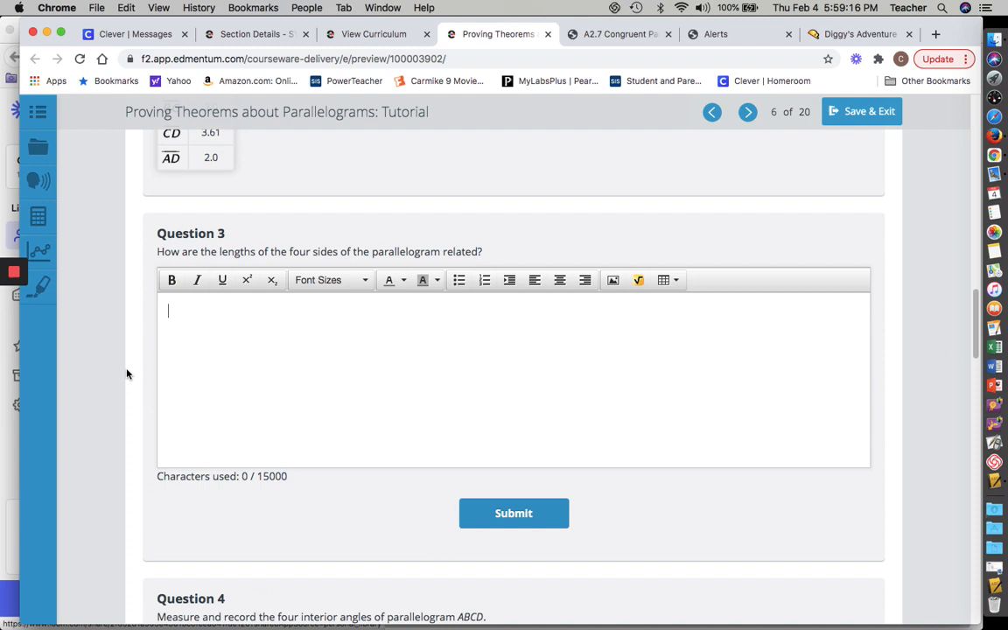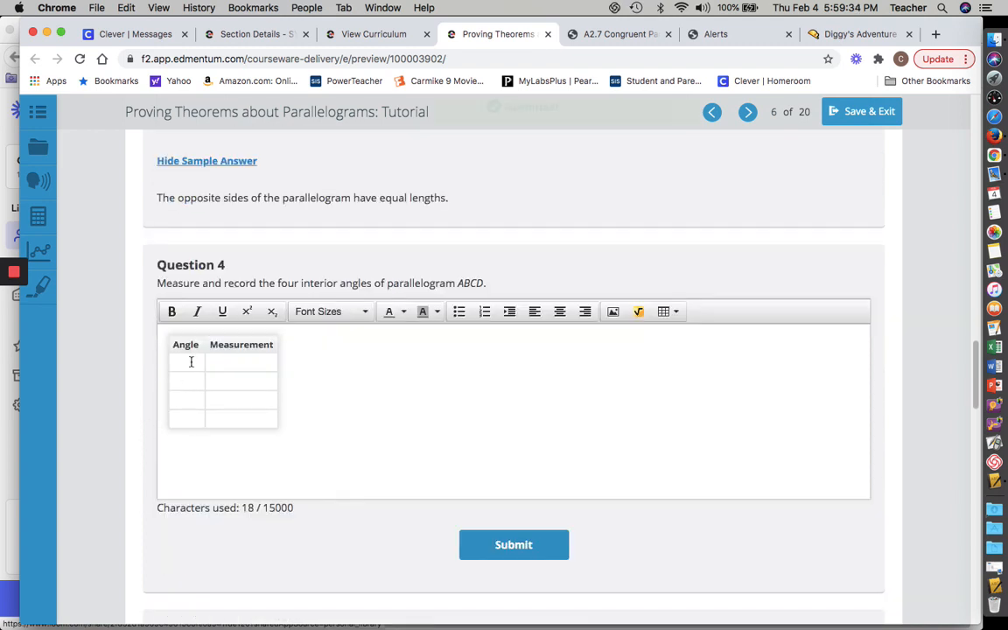Question 3. How are the lengths of the four sides of the parallelogram related? Opposite sides are congruent. Like I said, opposite sides are going to be the same. They're going to be equal.